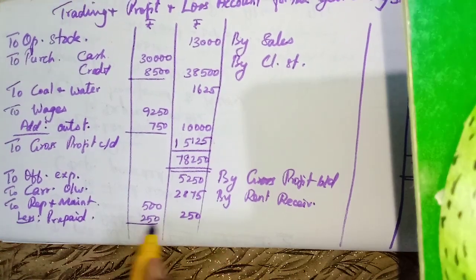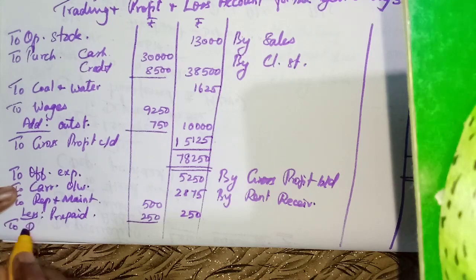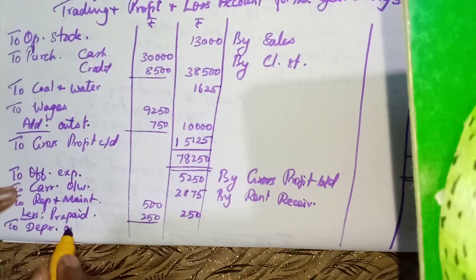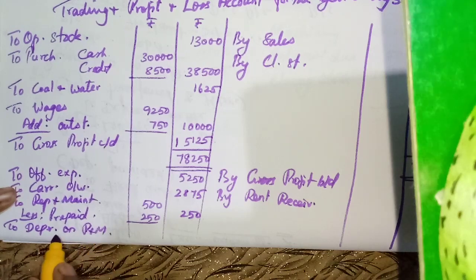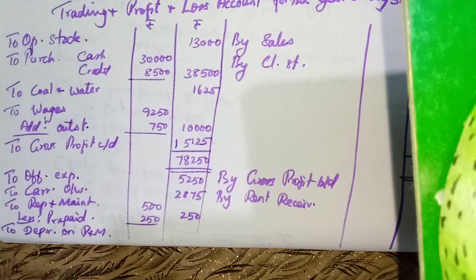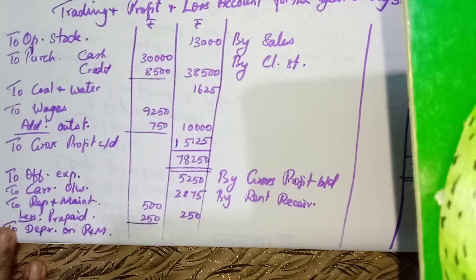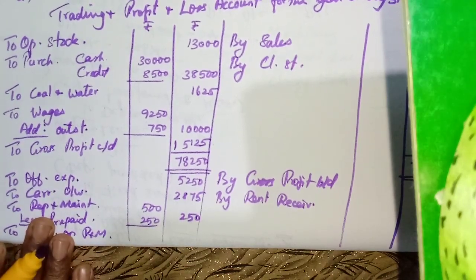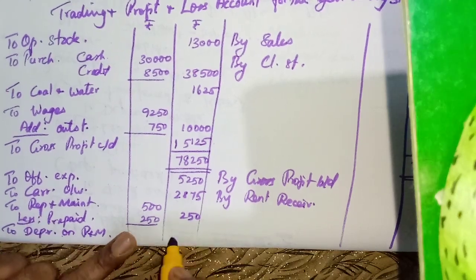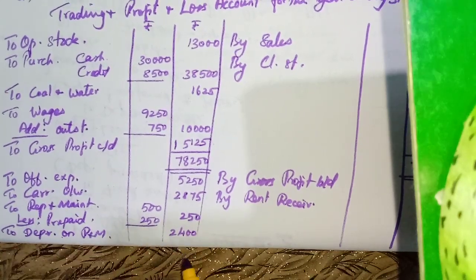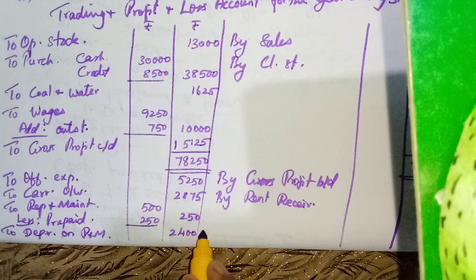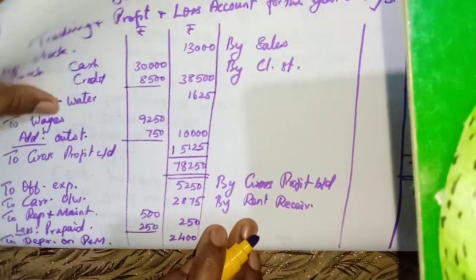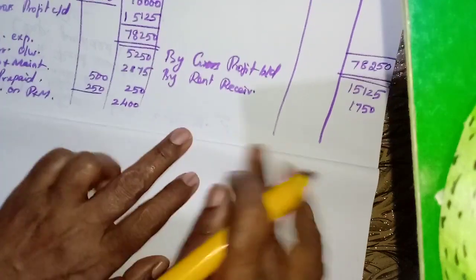First one, depreciate plant and machinery, so that one we need to write. Depreciation on plant and machinery, you write fully. Depreciation on plant and machinery 20%. What is the amount? Plant and machinery 12,000. If it is 10%, 1,200. So double, 2,400. Okay, 2,400, 20%. That's all. Wages outstanding we have written. Repairs, maintenance. Now we will total and balance the profit and loss account.